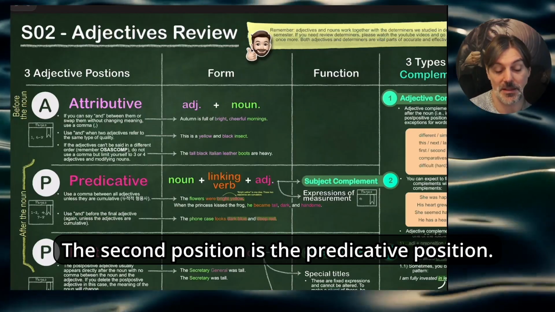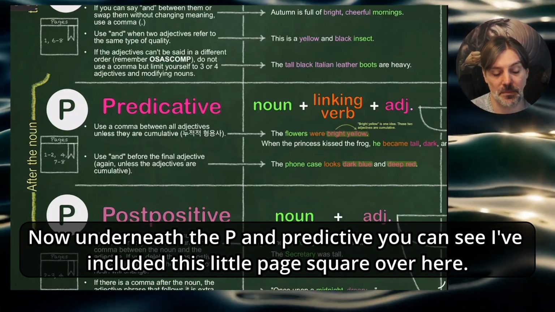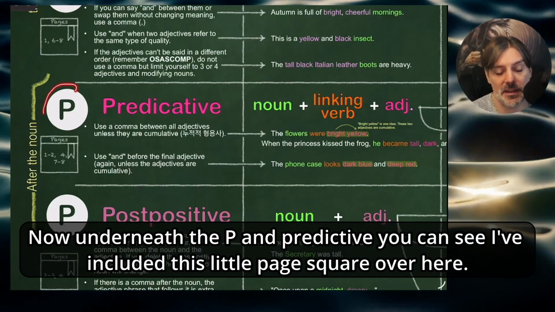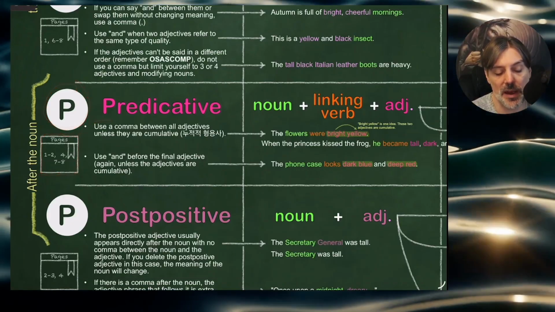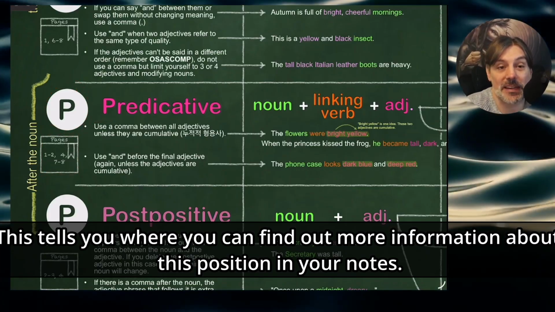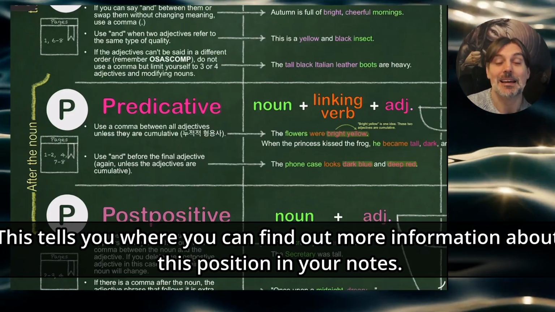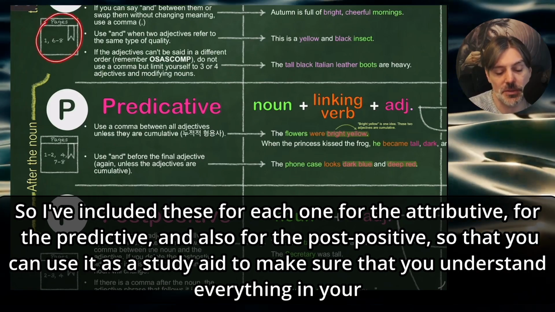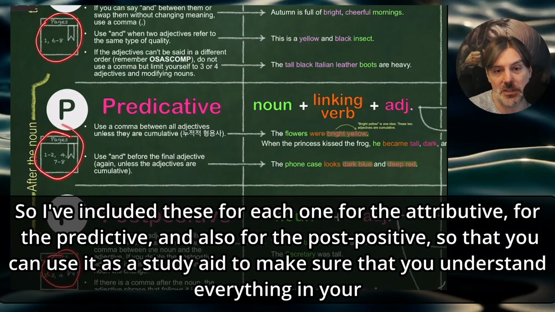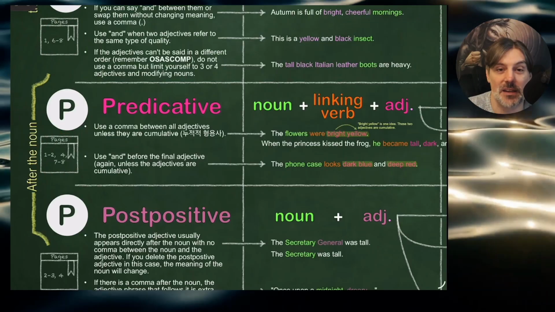or perhaps the position that you are most familiar with. The second position is the predicative position. Now, underneath the P and predicative, you can see I've included this little page square over here. This tells you where you can find out more information about this position in your notes. So I've included these for each one, for the attributive, for the predicative, and also for the postpositive, so that you can use it as a study aid to make sure that you understand everything in your notes.